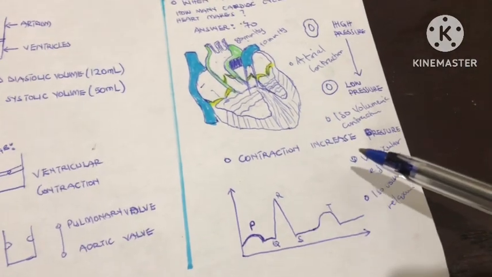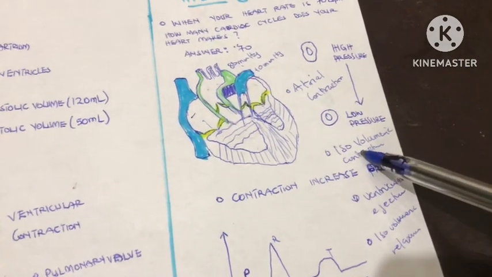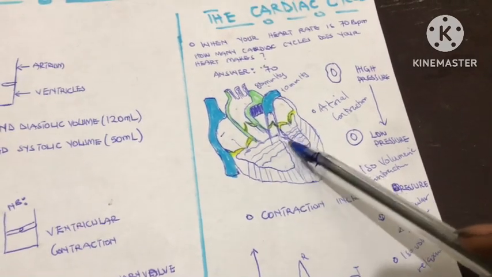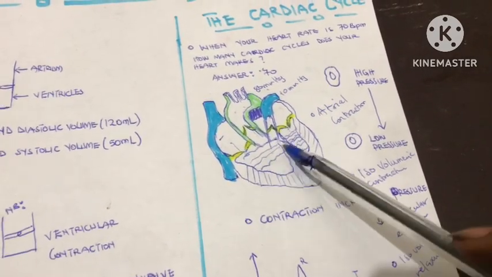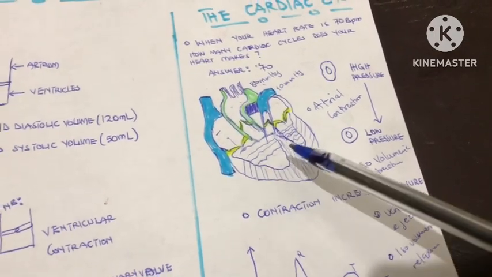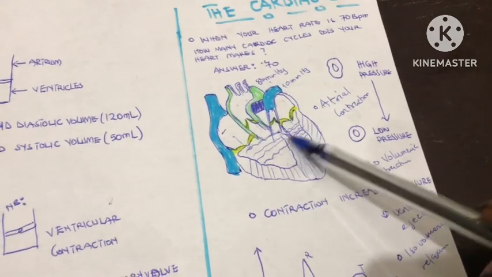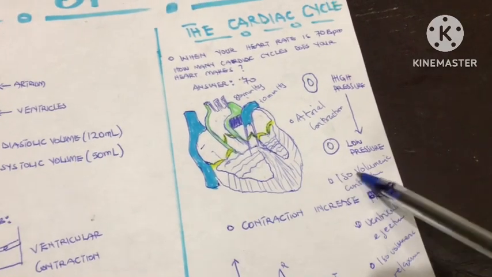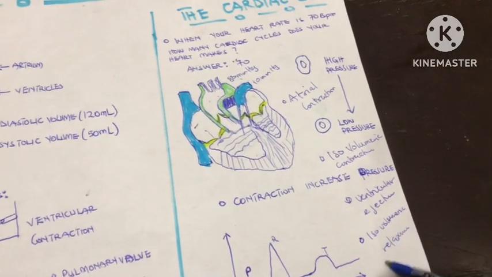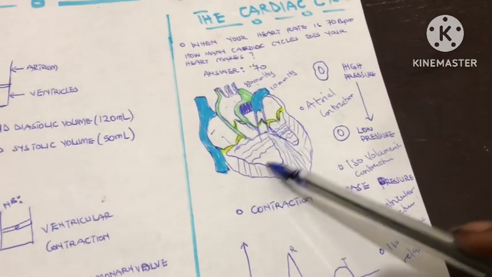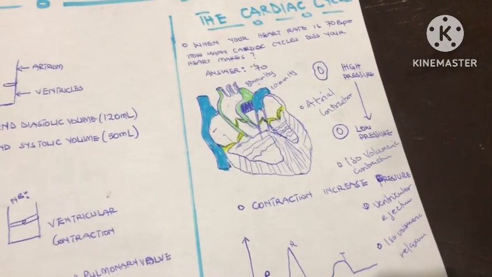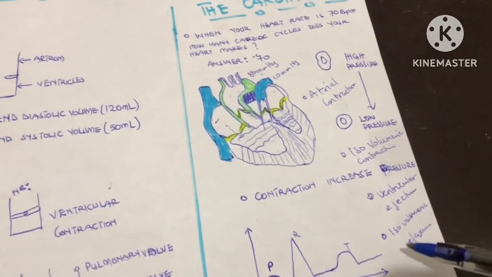I made mention of isovolumetric contraction. During that phase, the volume of blood in the ventricles remains the same. It is only the contraction that increases to raise the pressure, but the volume of blood in them remains the same. That's why we call it isovolumetric. And here too is isovolumetric relaxation, because the volume of blood in the ventricles remains the same, but the pressure drops due to relaxation.